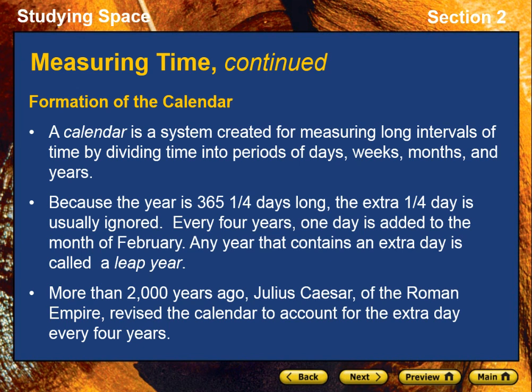More than 2,000 years ago, Julius Caesar of the Roman Empire revised the calendar so that an extra day every 4 years was added. His successor, Augustus Caesar, made the extra day come at the end of the shortest month, February. He also made July and August long months with 31 days each.